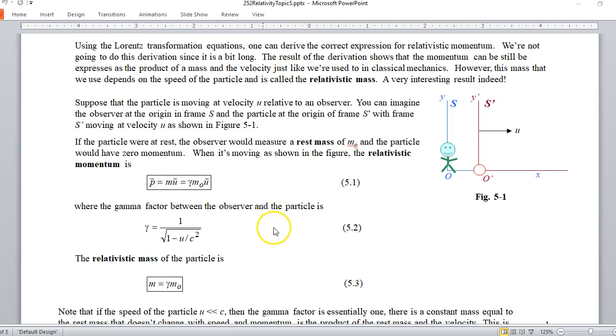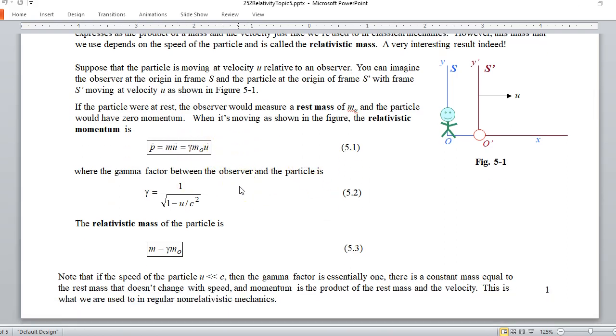Okay, now notice if the velocity of the particle is much less than the speed of light, remember, the gamma factor in that case is going to be approximately 1, and this is the regular old momentum that we're used to, mass times velocity, although it would be what we would call the rest mass. In classical mechanics, non-relativistic mechanics, the rest mass is the mass when the particle is moving at any speed. It's only when you get near the speed of light that you have to worry about that increase in the relativistic mass. All right, so there's the momentum.